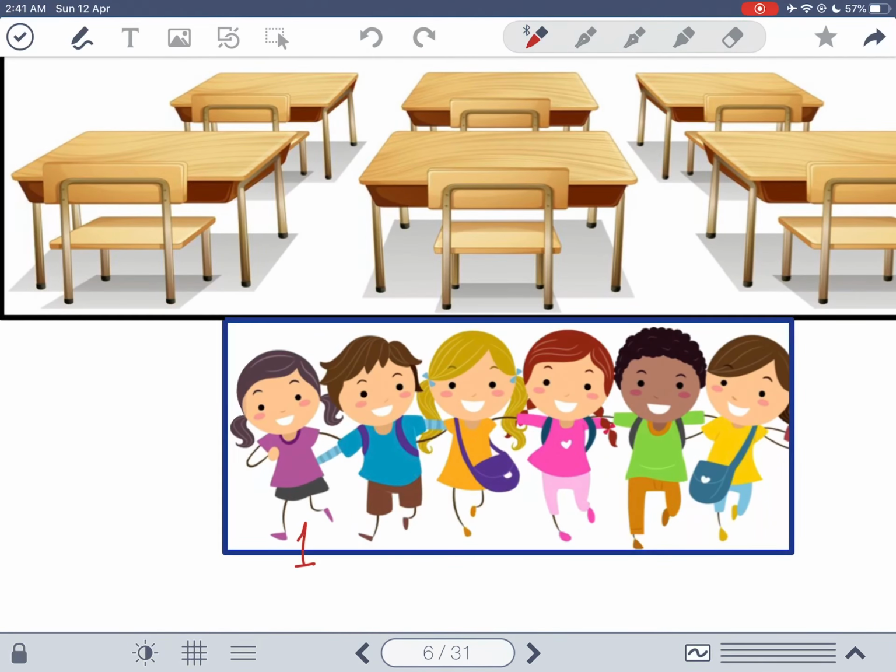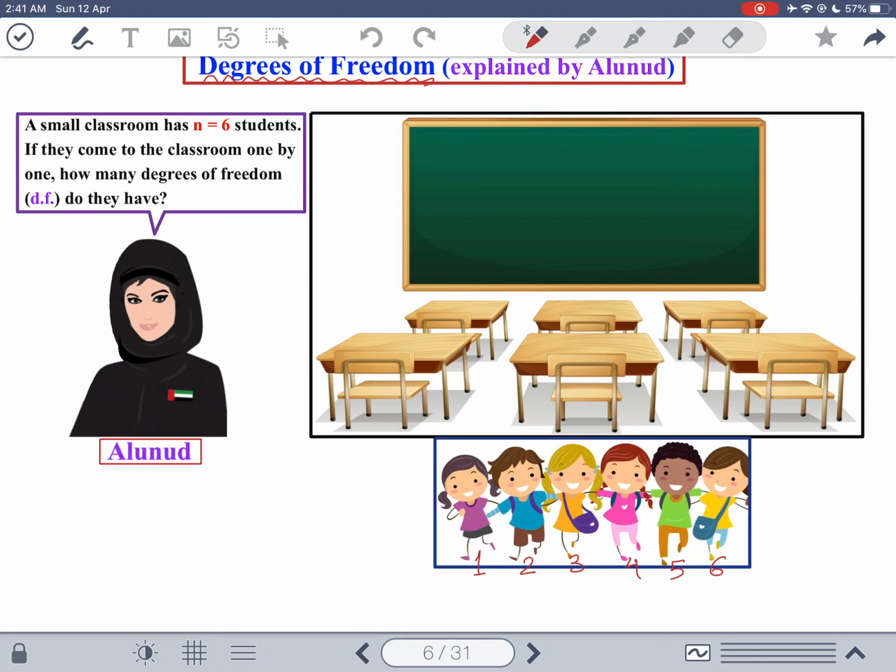Let's say that this is student 1, student number 2, 3, 4, 5, 6. When they come to class in the morning, they want to sit. Student number 1 chose to sit here. You see, she had freedom to choose any of the 6 chairs, but she chose this one. Now the second one also has freedom. He can choose, let's say, this one. The third student has freedom and can choose this. The fourth also has freedom. The fifth also has freedom. He can choose this or this, so let's say that he chose this one here.